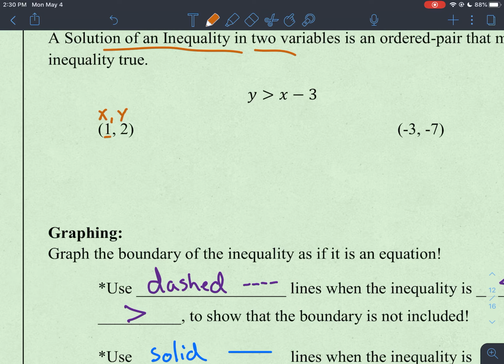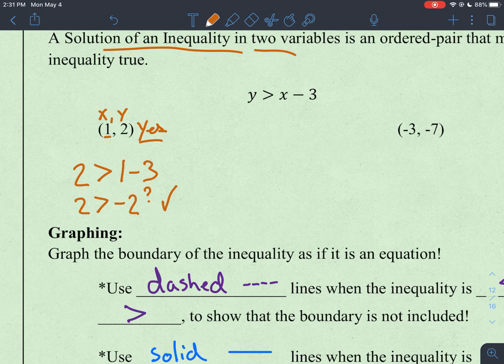Let's go ahead and plug in 1 for x and 2 for y. So 2 is greater than 1 minus 3. You've got 2 is greater than negative 2. Is that a solution? Is 2 greater than negative 2? Yes. So this is a solution to that inequality.